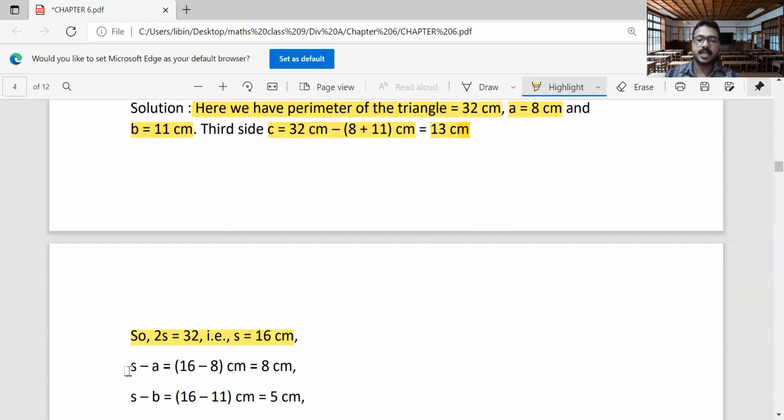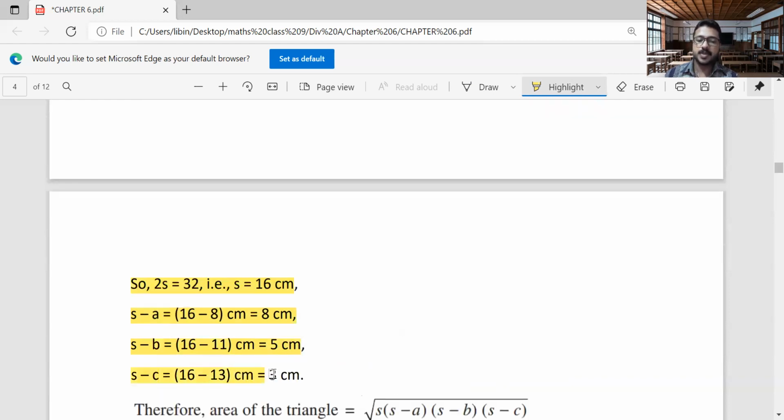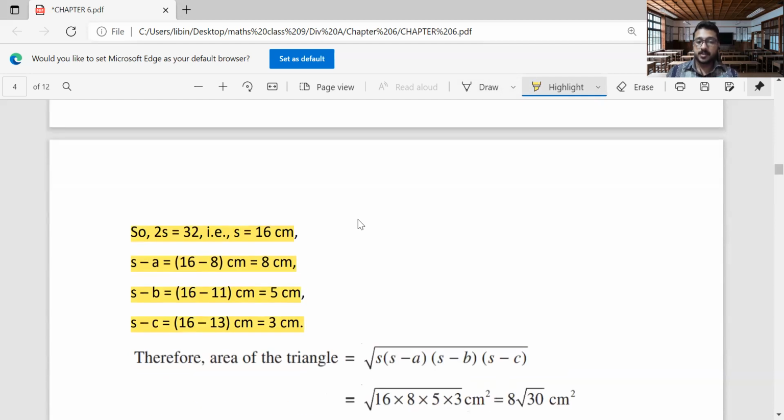And what is s minus a? That is 16 minus 8, that is 8 centimeter. And now what is s minus b? We can say that is 16 minus 11 centimeter, that is equal to 5 centimeter, and s minus c is equal to 3 centimeter. Therefore the area will be, using Heron's formula, root of s into s minus a into s minus b into s minus c.